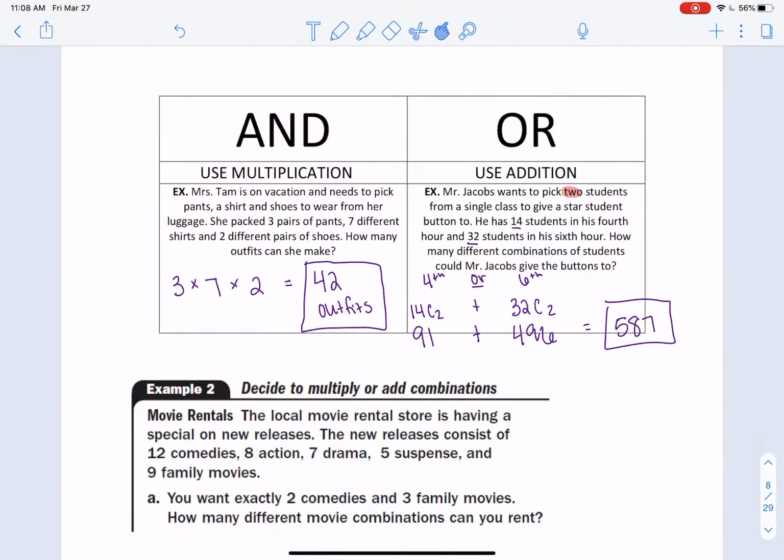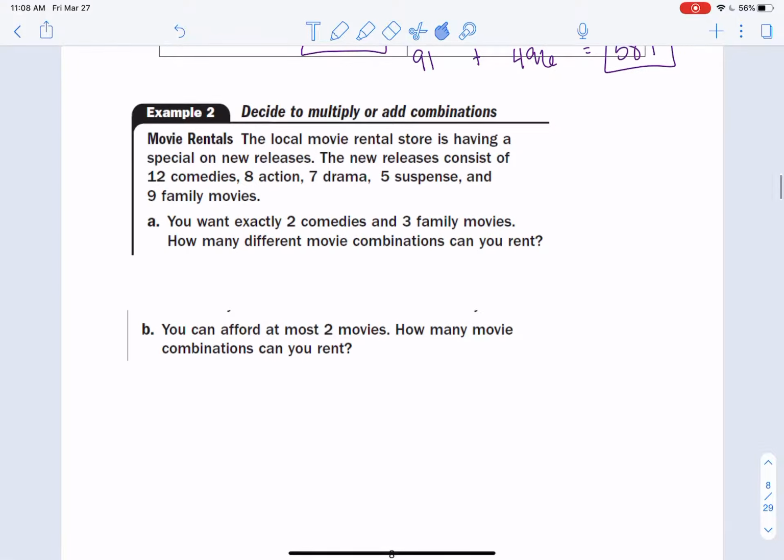Okay. So let's look at this next one here, deciding to multiply or add the combinations. A local movie rental store is having a special on new releases. The new releases consist of 12 comedies, 8 action, 7 drama, 5 suspense, and 9 family movies. So really quick, let's think about how many movies we have total. So 12 plus 8 plus 7 plus 5 plus 9. So our total movies would be 41.